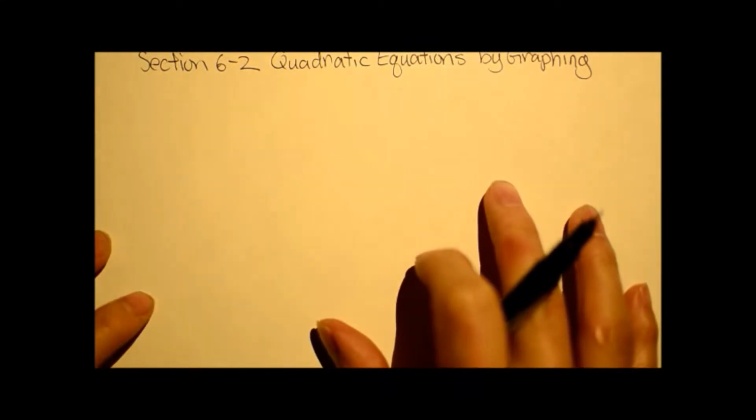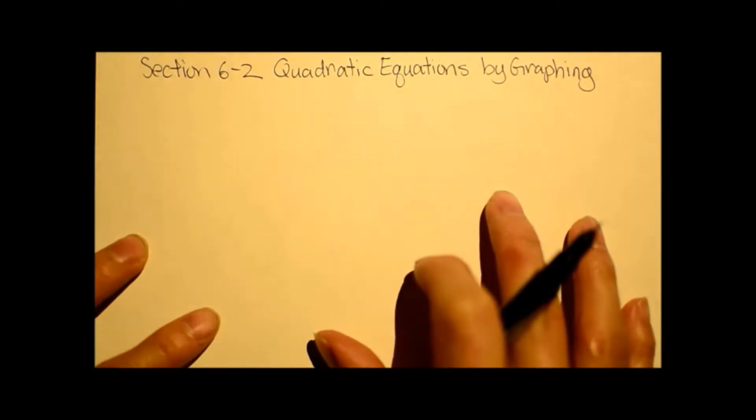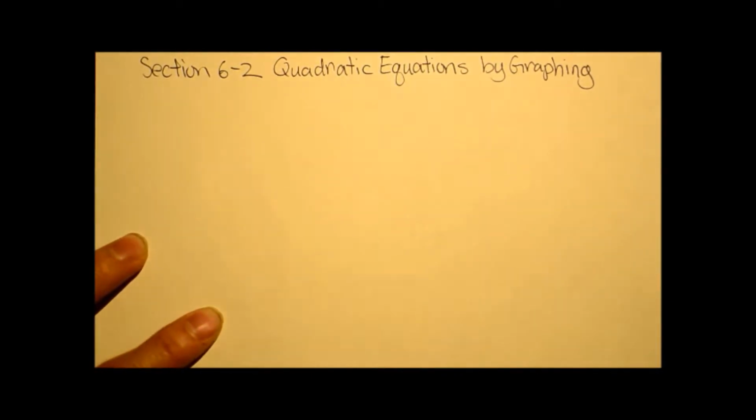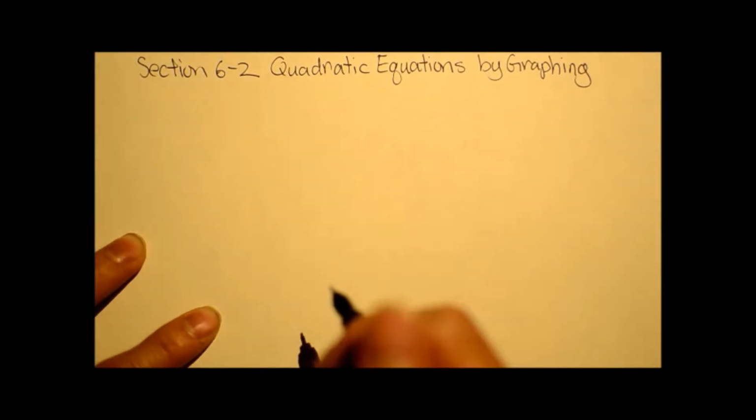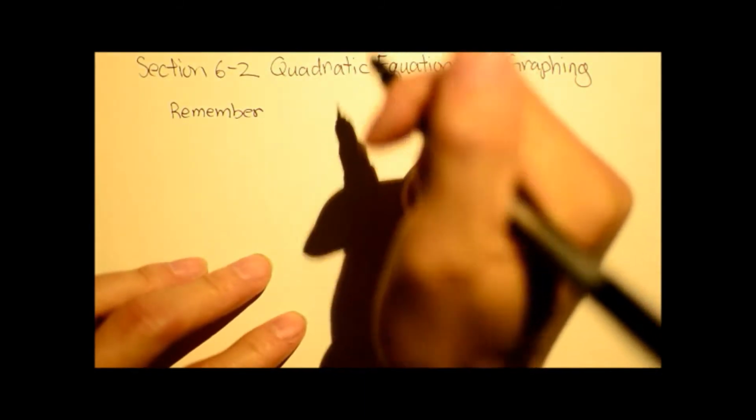Okay, so now we're going to talk a little bit about section 2. Section 2 is about quadratic equations by graphing. Like I said, you are going to have to remember to use graph paper because we want it to be neat, even though you are kind of estimating a little bit.